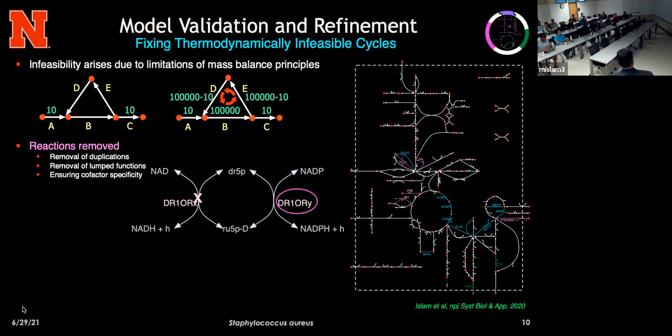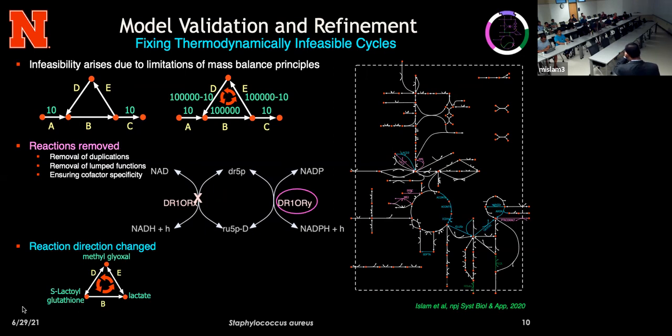Now, in addition to removing reactions, we can also change the direction of some reactions. And here is one example where this is a cycle involving methylglyoxal, lactoylglutathione, and lactate. But if we look at the delta G information for this particular reaction, we see that it is highly thermodynamically favorable, so we can make it an irreversible reaction. And in this case, it will also break the cycle. So those are different strategies how we can make our model thermodynamically feasible.